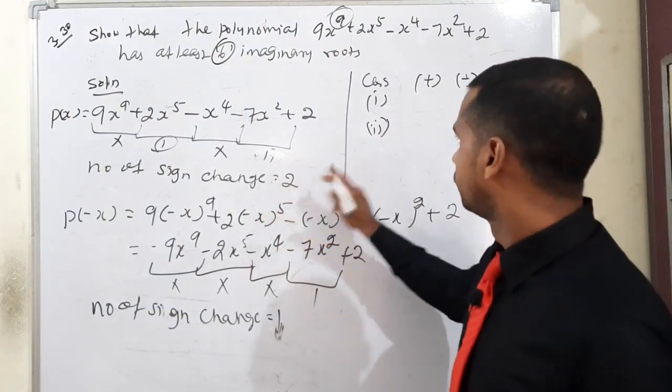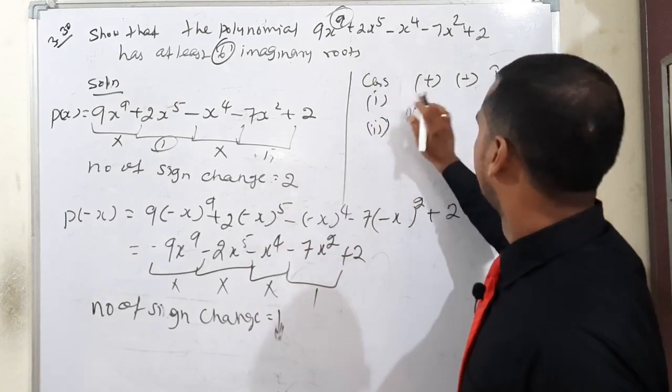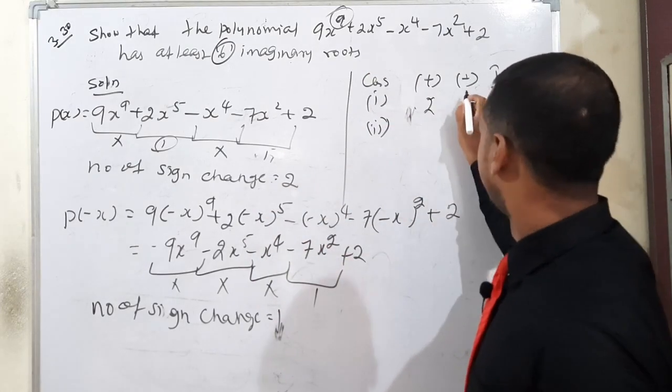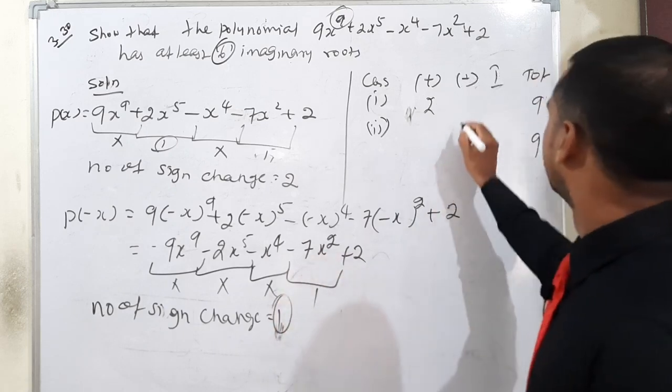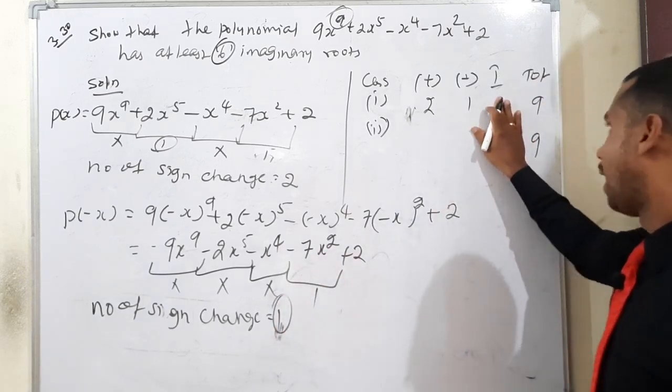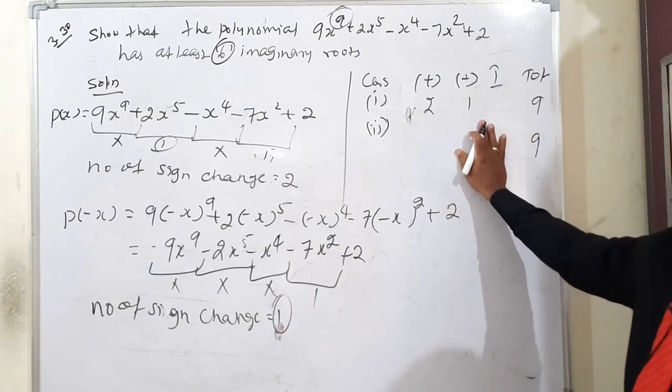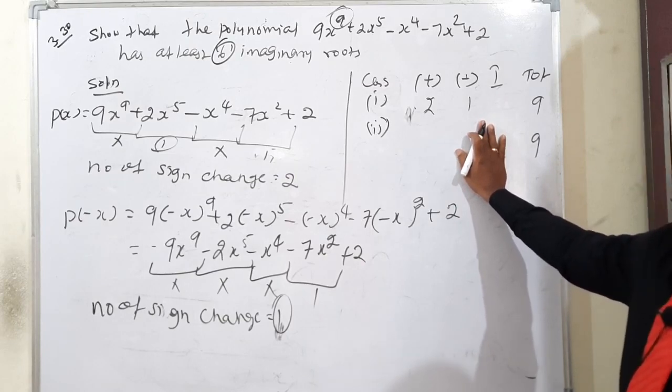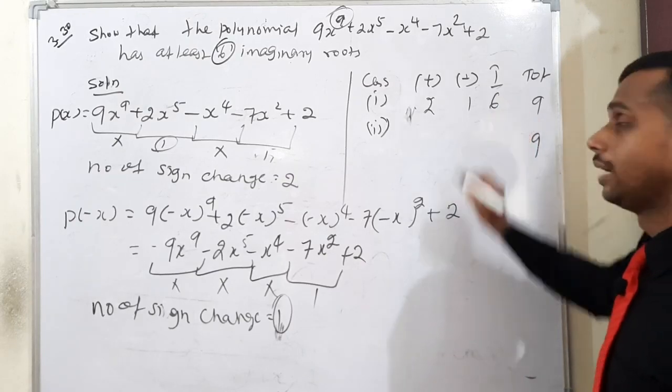So, possible cases: first one, positive real roots are 2. Negative, we found actually only 1. Imaginary balance: 2 plus 1 is equal to 3. So, how many must be added to equal 9? 6. So, you can write 6 imaginary.